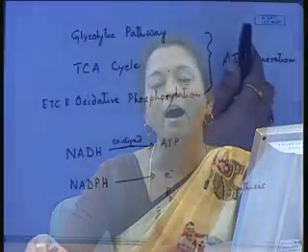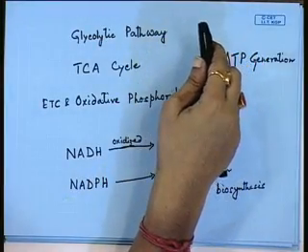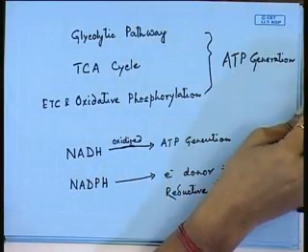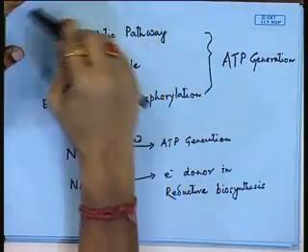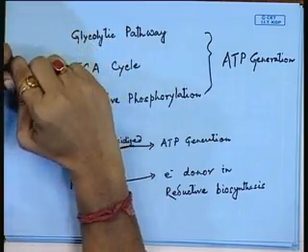During this process, we have also seen how ATP is being generated. We have also seen that NADH is playing a significant role in the glycolytic to oxidative phosphorylation process.